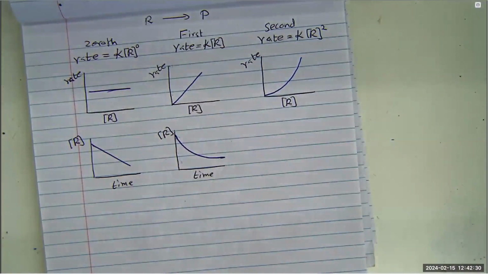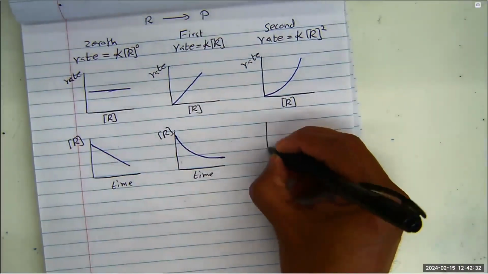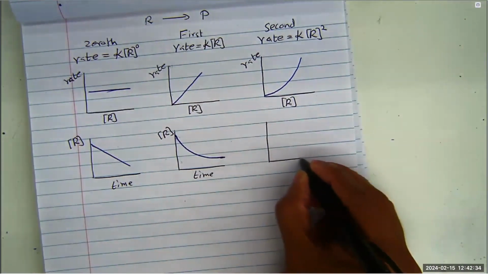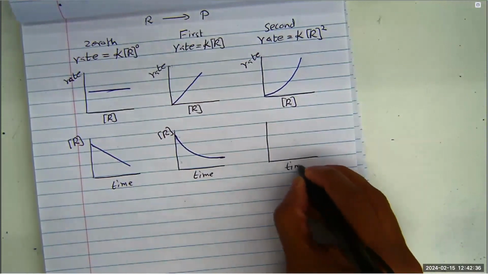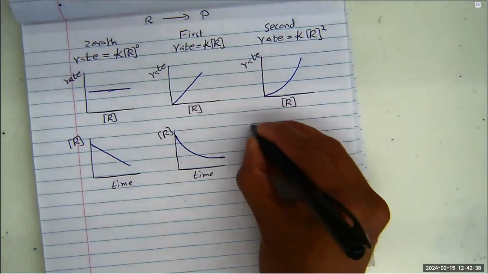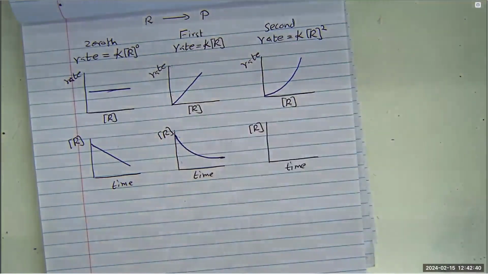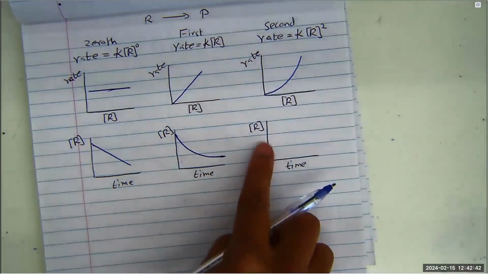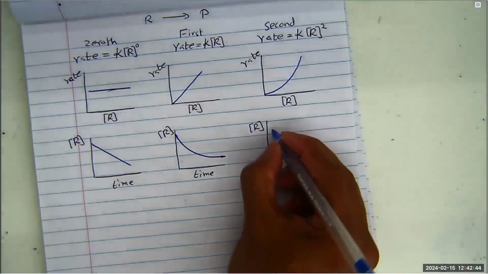And then when it comes to reactant concentration versus time, the same graph for the second order reaction, it's going to be more dependent on the reactant now. As a result, it's going to be steeper.